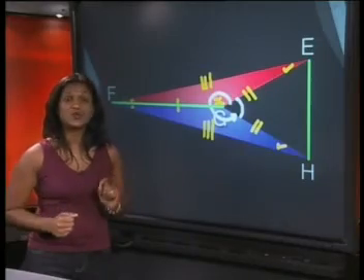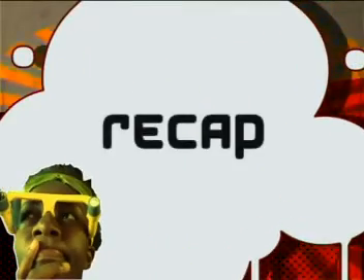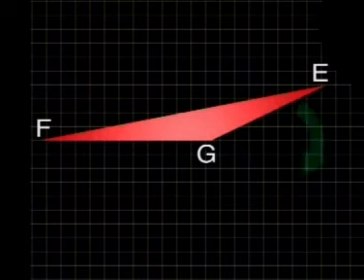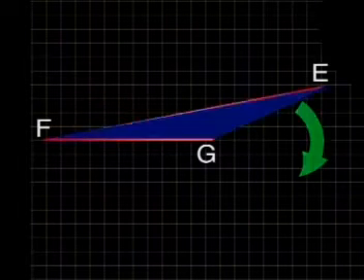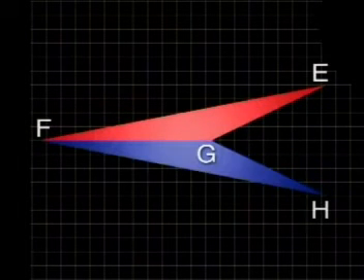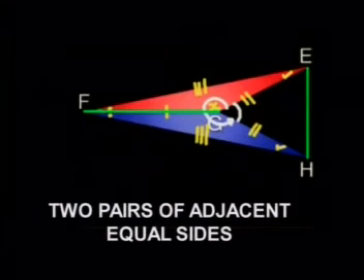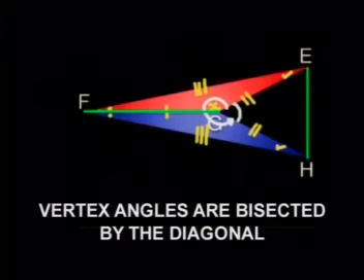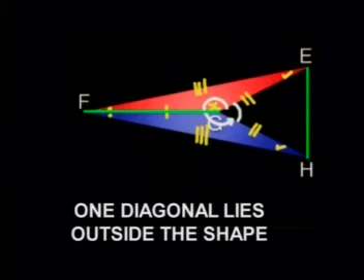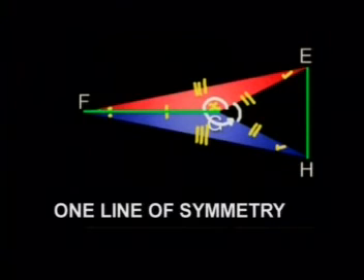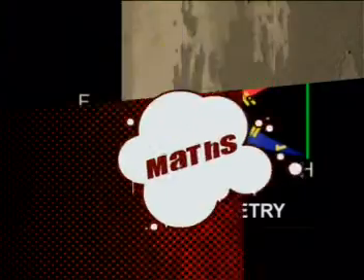Let's summarize what we did. We created the quadrilateral by reflecting an obtuse angled scalene triangle over the horizontal line FG. This formed the complete concave kite. We found that this concave kite has exactly two pairs of adjacent equal sides, and the vertex angles are bisected by the diagonal connecting them. One diagonal lies outside the shape, and there is only one line of symmetry.